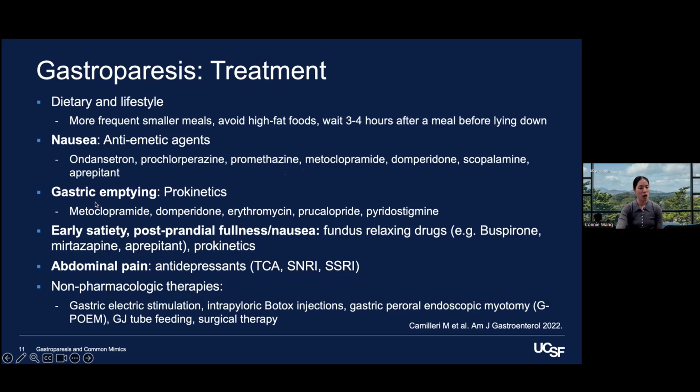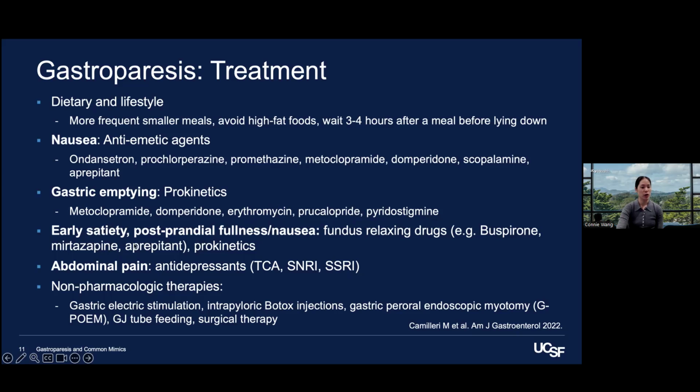So the only FDA-approved medication we have available for gastroparesis is actually metoclopramide. There's also domperidone, which is not available in the US unless it's under IND, but can be purchased through Canadian pharmacies, which is usually how we are able to obtain this. And then there are a few other prokinetic medications, such as erythromycin and prucalopride, which we'll touch a little bit more upon, and then pyridostigmine as well.